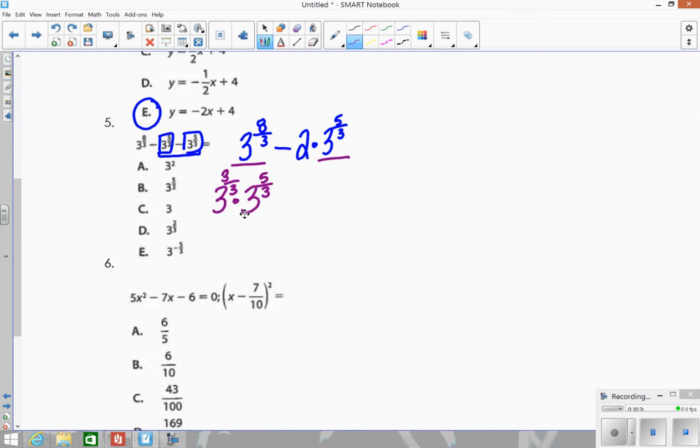So this expression right here is equivalent to this, because we're multiplying like bases. You add the exponents. If you add the exponents, you get 8 raised to the 8/3. So then I'm just going to carry down this other piece. Then from there, instead of having this 3 raised to the 3/3, I'm just going to change that to 3 to the 1. So then I'm just going to rewrite everything else. 3 raised to the 1 is just 3.